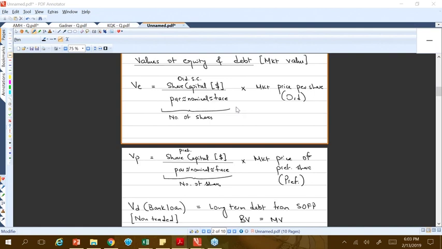Difference between cum div and ex div. Cum div is including the impact of dividend, which is artificially raised share price, and the ex div is without the impact of dividends. For our calculations, we always use the ex div market price because it's more of a stable share price. The next question is, don't we take short-term loans in the WACC calculation? No, we do not take short-term loans. We only think of the long-term sources of finance.